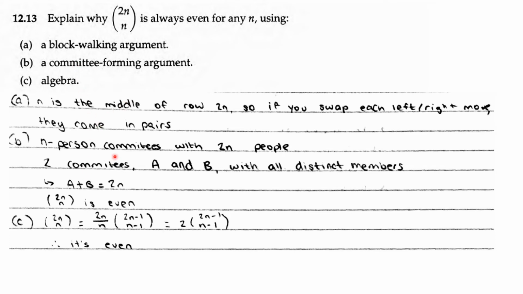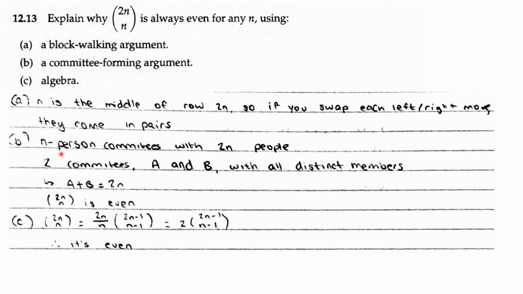So if there's an n-person committee from 2n people, so 2 n-person committees, A and B, and they all have distinct members, so A plus B is equal to 2n, and 2n choose n is even because there are 2 committees.